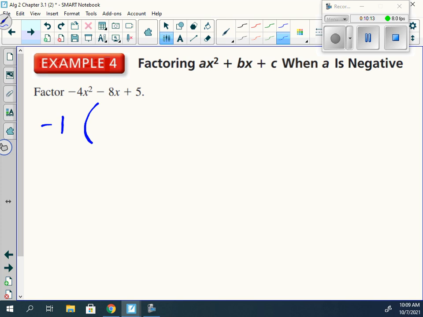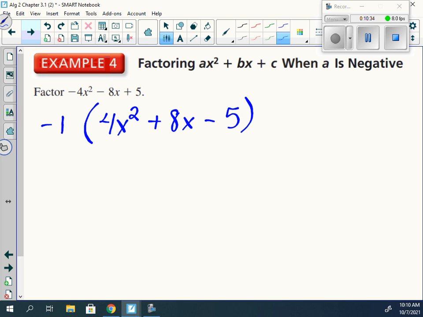Well, negative 4x squared becomes 4x squared because the negative and negative make a positive. The negative 8x divided by negative 1 would be plus 8x, and then we would have minus 5.